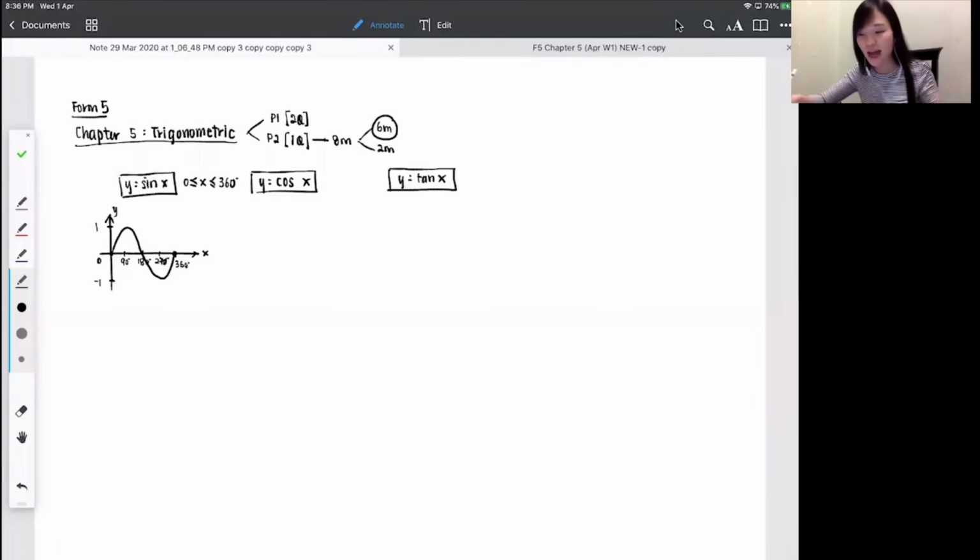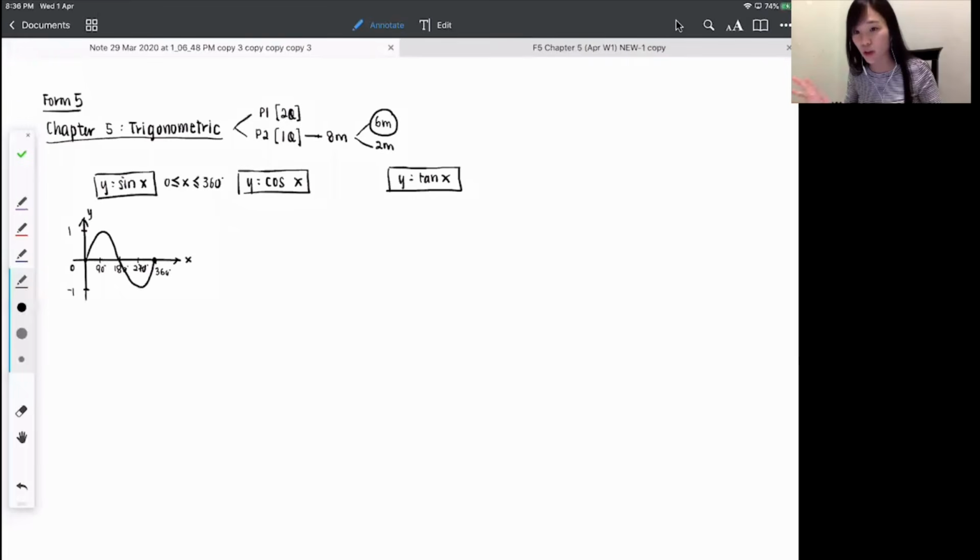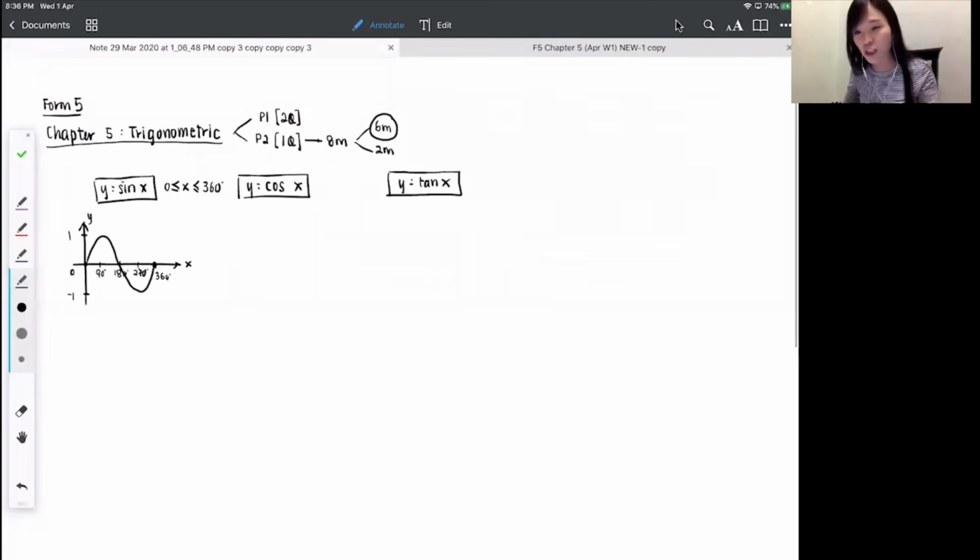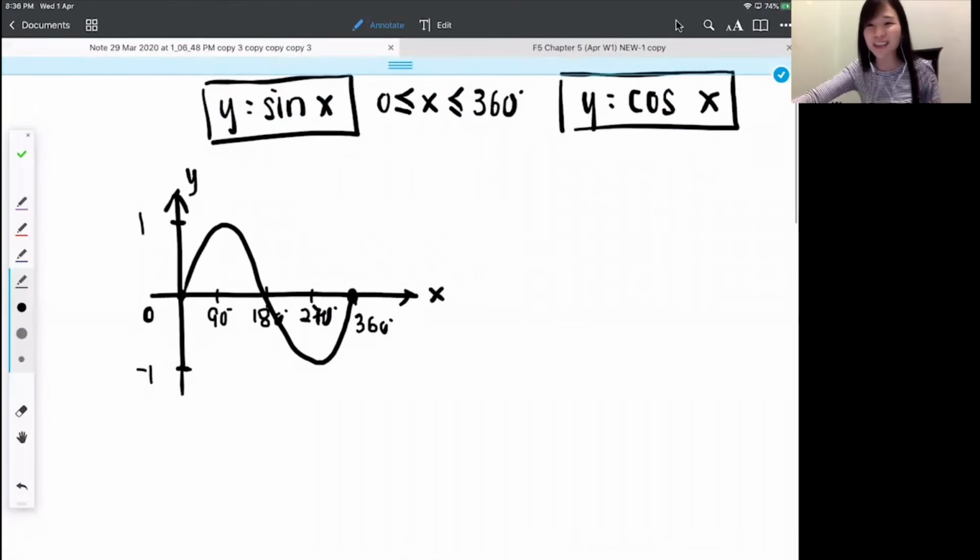Maybe you will tell me, teacher, then how do you know? Guys, this one you just need to memorize, because this is exactly how they look like. It's not like a self-created one. And if you don't trust me, you can take out a calculator and start to press it. Maybe you guys cannot see, so let me make this big and show you guys.